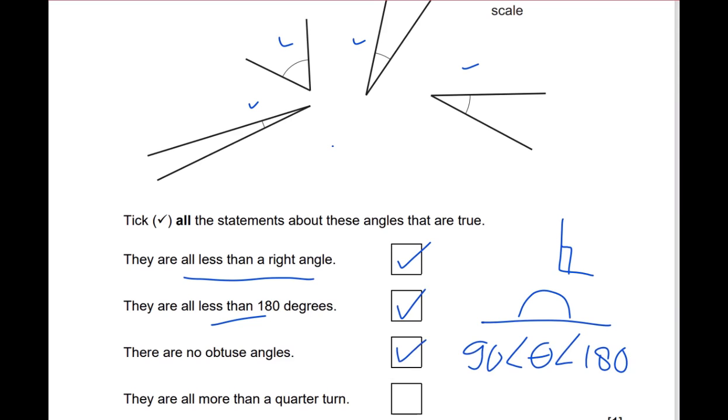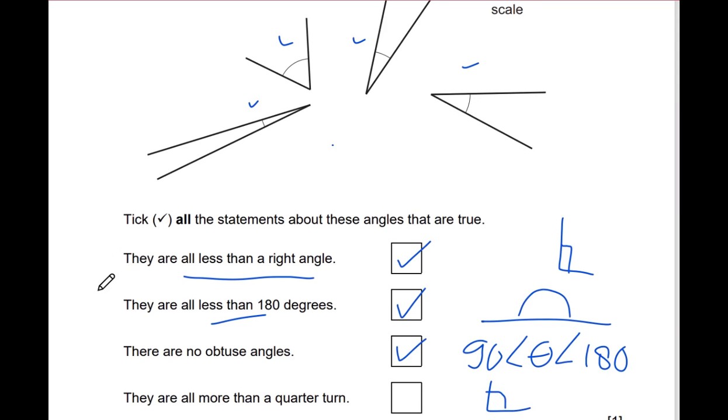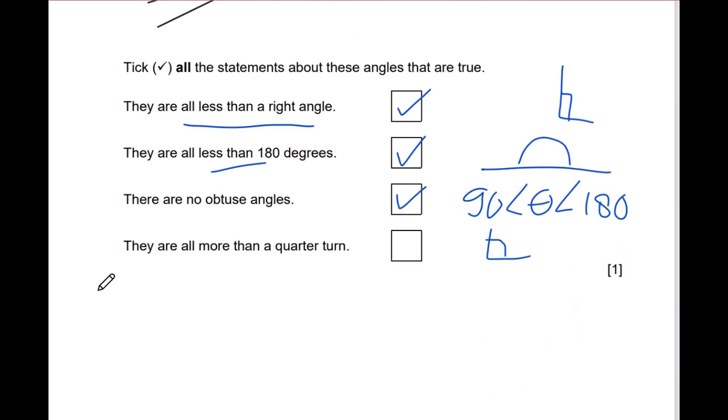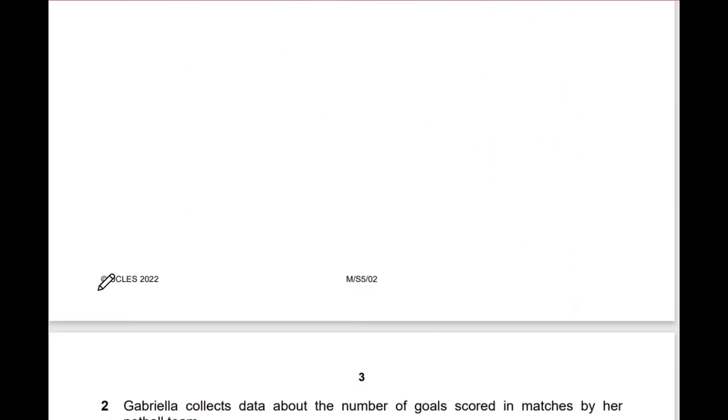And they are all more than a quarter turn. A quarter turn is a quarter, 90 degrees. More than that, no, this is not. So we only have 3 ticks. You got the same answer? Well done if you are getting 3 ticks. It means you are absolutely correct.